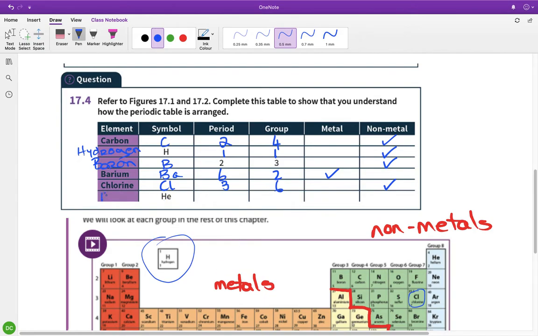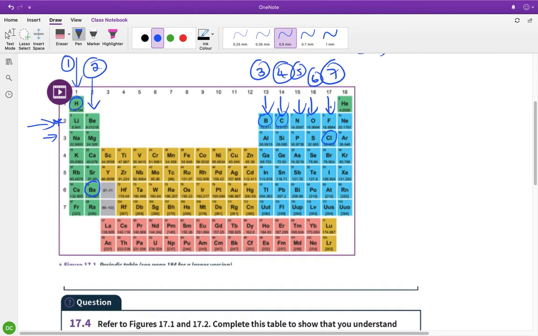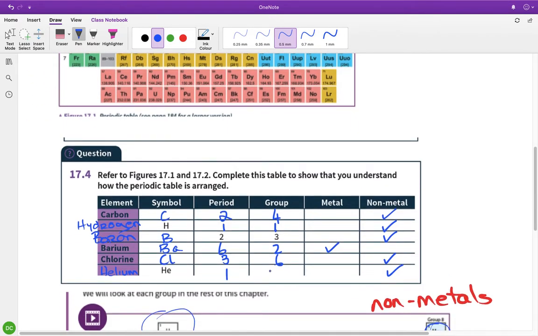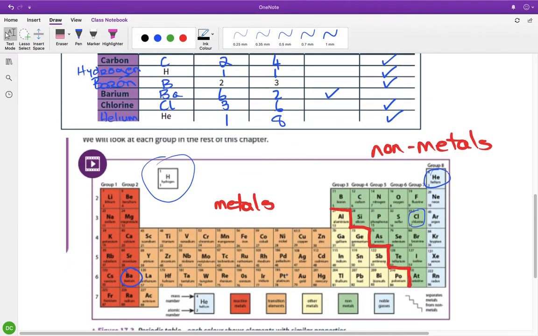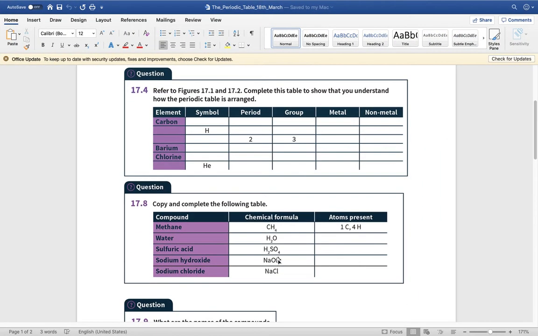He then is helium. So you can see it here. It's a non-metal. And back up here then, it's period 1, and it's the last group there, group 8. So period 1 and group 8. Okay, so that's that table done. Away again. So the next table.